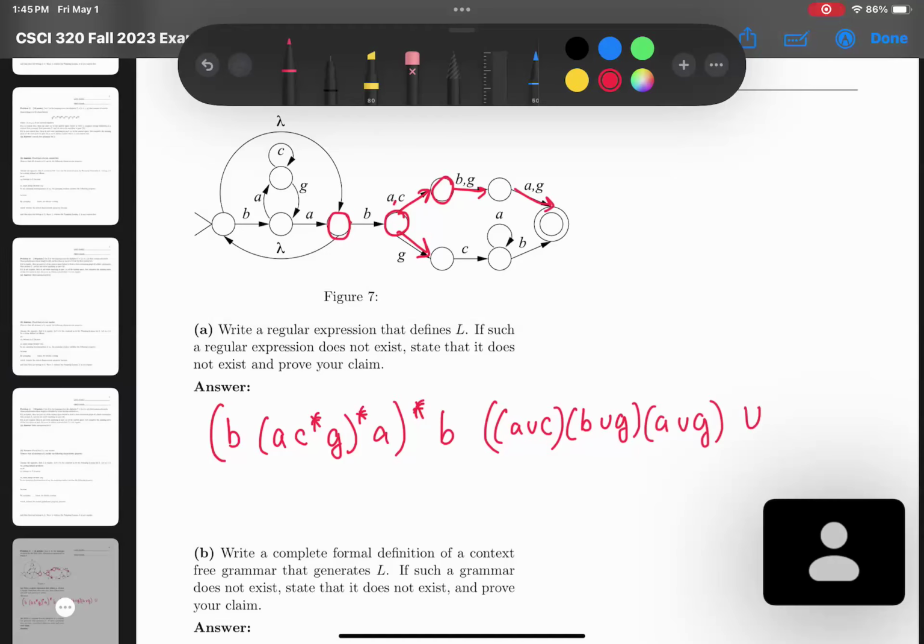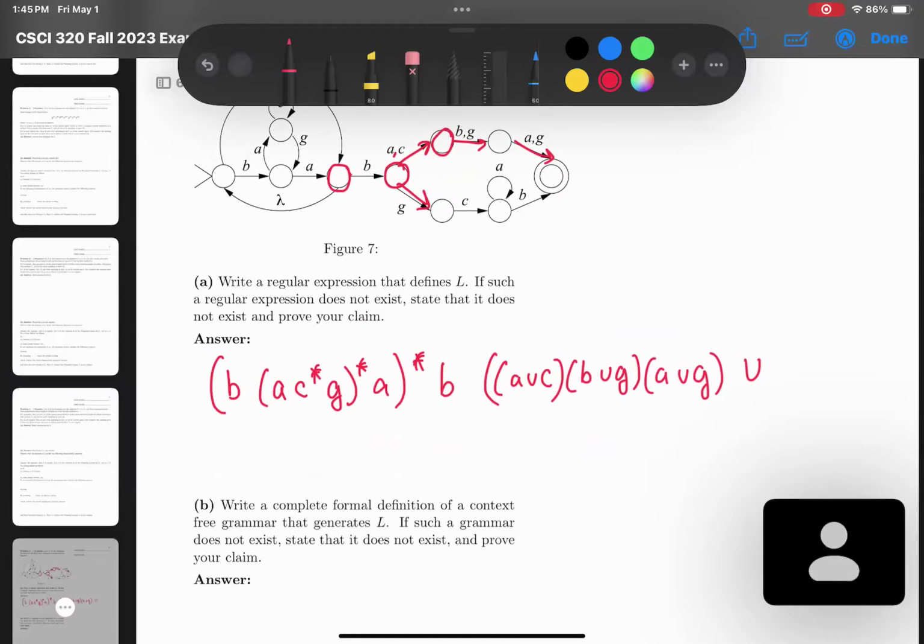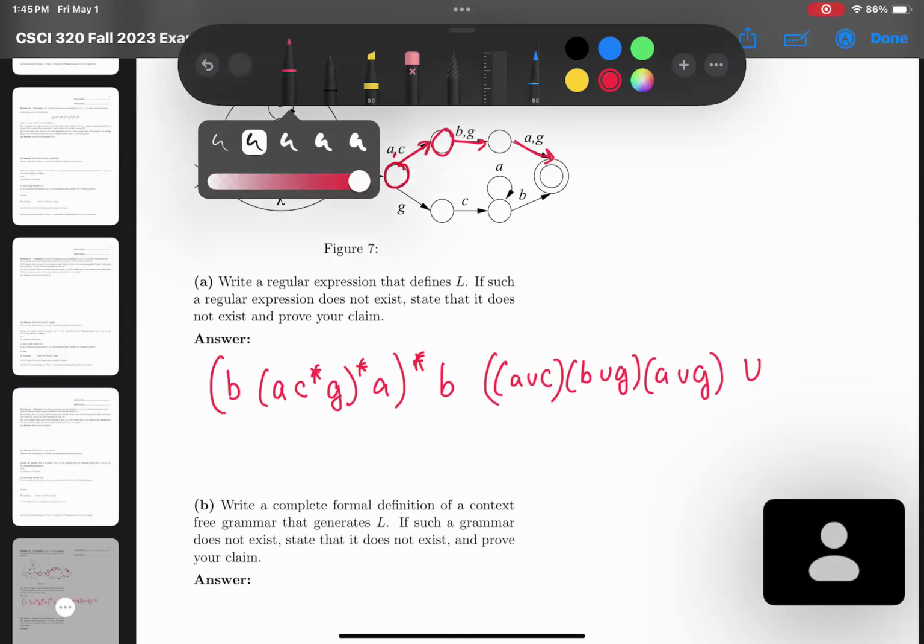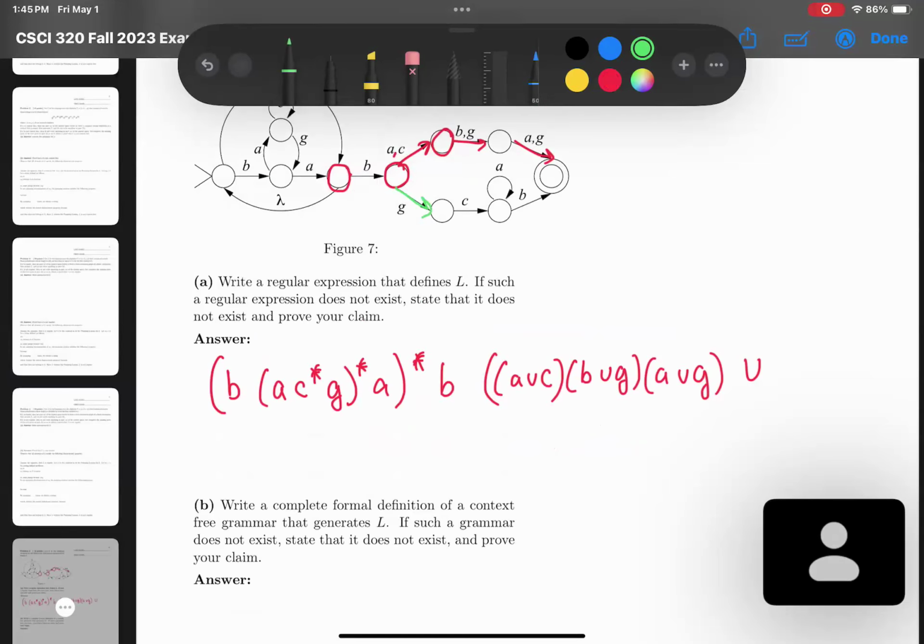Now the second path is we start off with a G. Let me denote it with green. I can just change. Starts off with G. So that's just the G. I won't put in parentheses. And then we go to C. So C. And then we can take a B, or we can Kleene star A as many times.